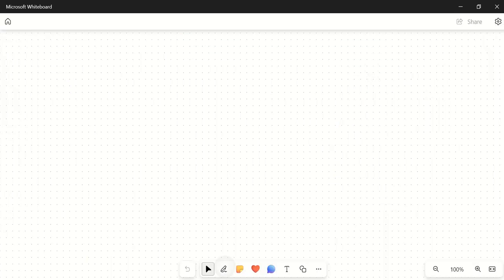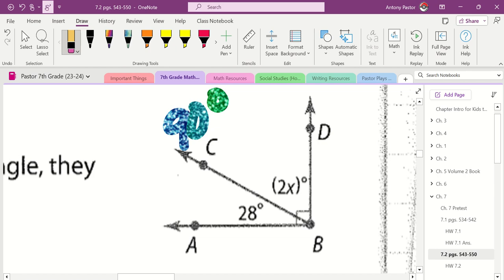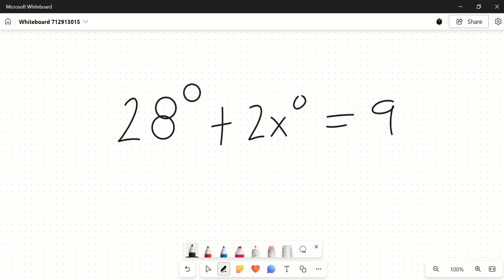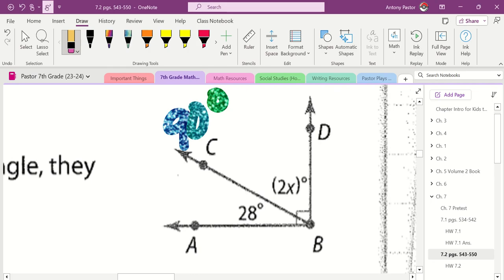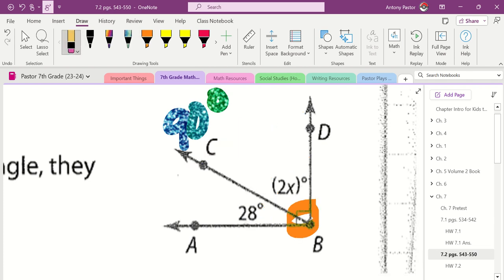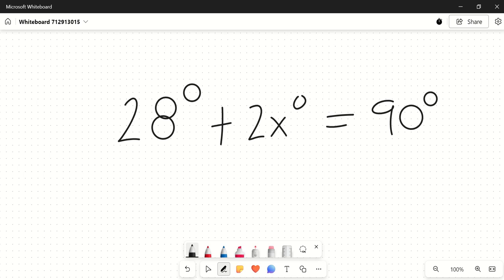There you go. Remember, these two angles, 28 degrees, which is one angle, and 2x degrees, which is the other angle, should total 90 degrees because it's a right angle. There is your algebraic equation right off the bat: 28 plus the 2x degrees should be 90 degrees because this is a right angle. So now you guys have to help me solve this. This is last chapter stuff.